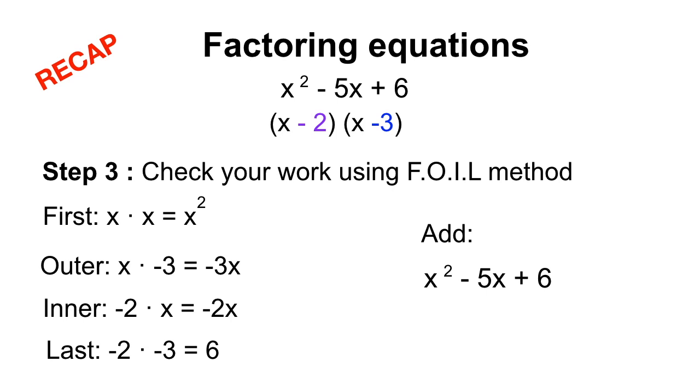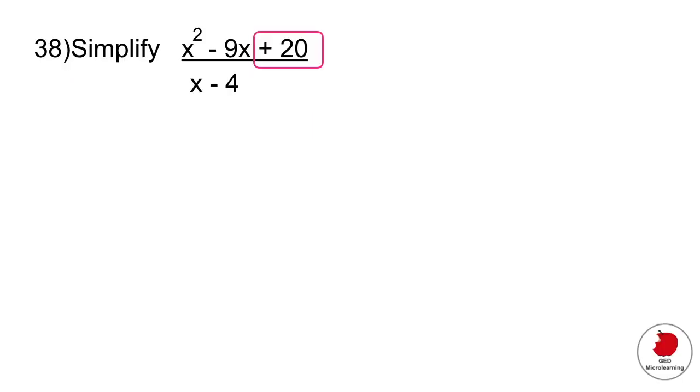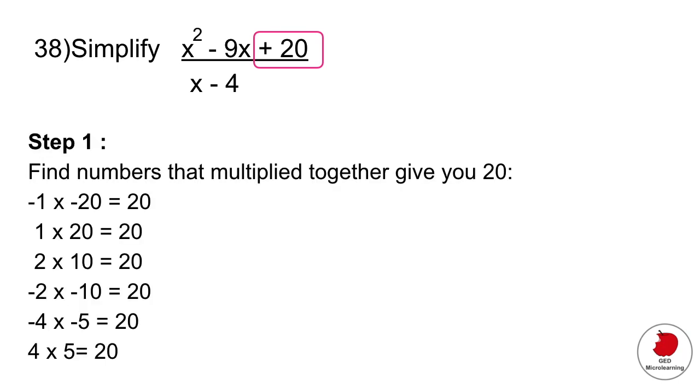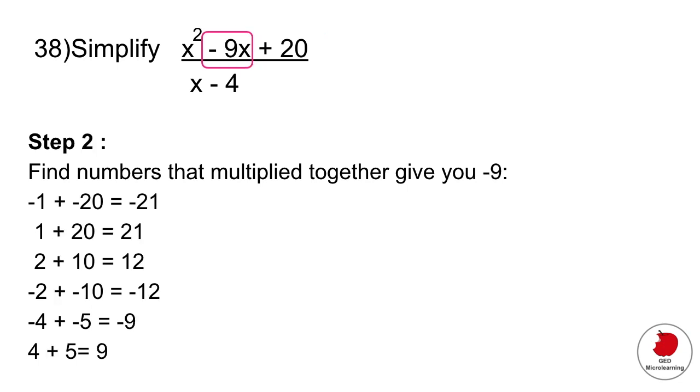Okay, so let's go ahead and do that for the top expression. So what are the factors of 20? So if you find out the numbers that multiply together give you 20, those are the factors. And then step 2, remember, is to take these numbers and then add them together to find the numbers that add up to minus 9, which would be minus 4 plus minus 5. Okay, so those are the factors that you want.